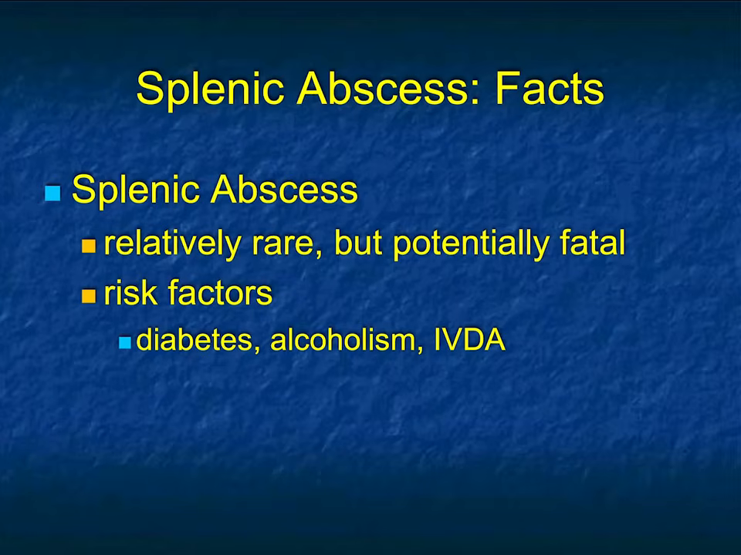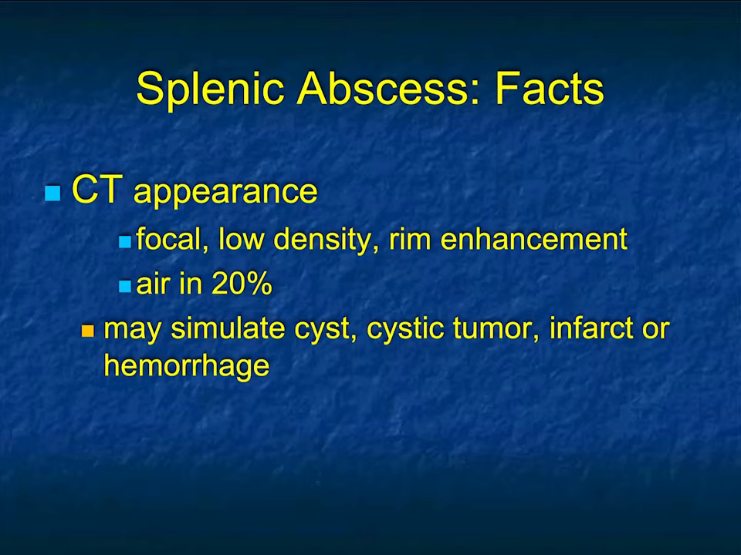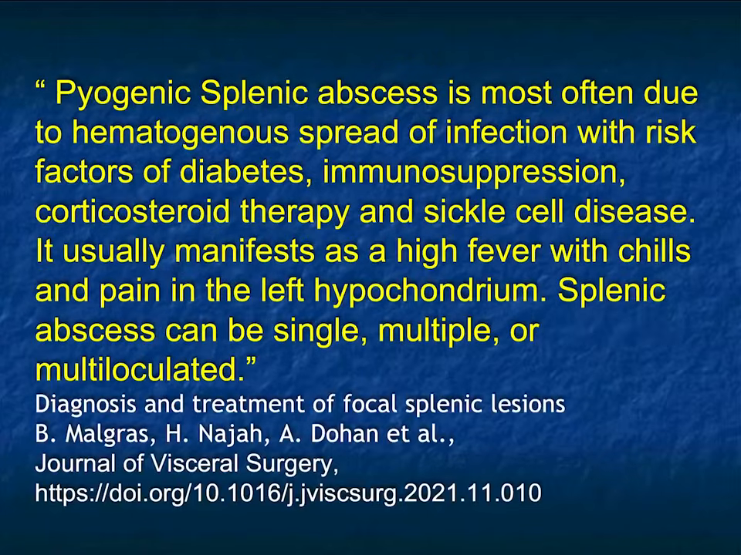Now, splenic abscesses, I do want to mention, they're rare. Risk factors: diabetes, alcohol abuse, IV drug abuse. The challenge with splenic abscesses, they can look like tumor. They can overlap. I mentioned if you're immunosuppressed, you have unusual abscesses which are fungal and multiple small lesions present. But again, splenic abscess can be very, very challenging.